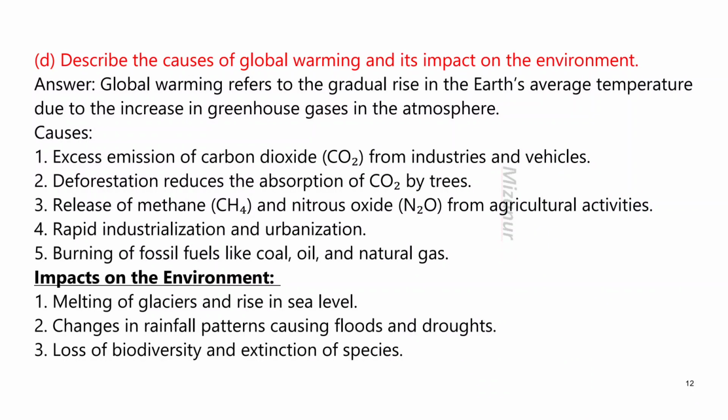Question D. Describe the causes of global warming and its impact on the environment. Answer. Global warming refers to the gradual rise in Earth's average temperature due to the increase in greenhouse gases in the atmosphere. The causes of global warming: excess emissions of carbon dioxide from industries and vehicles.